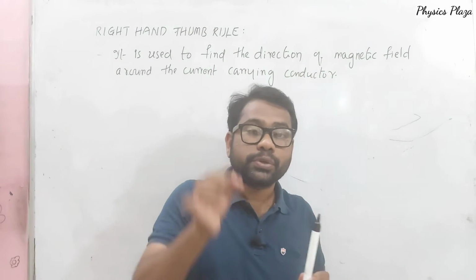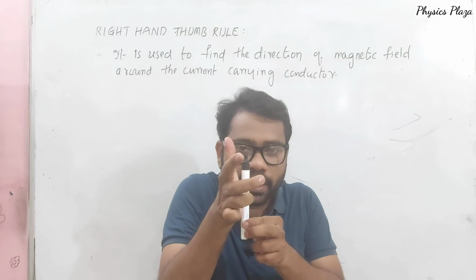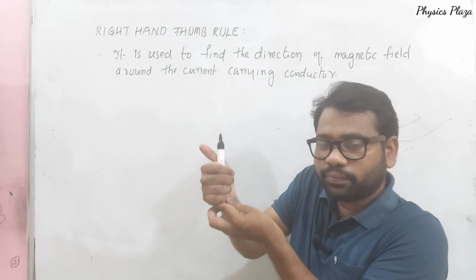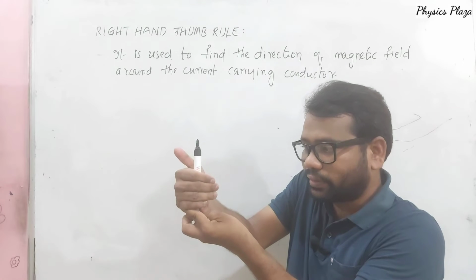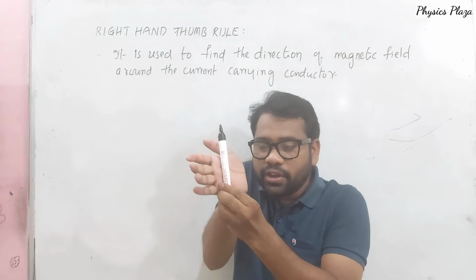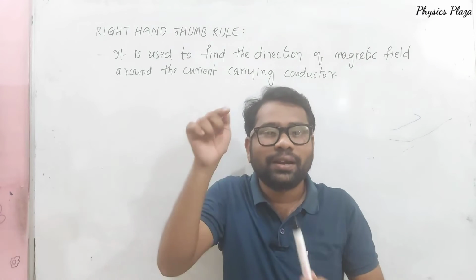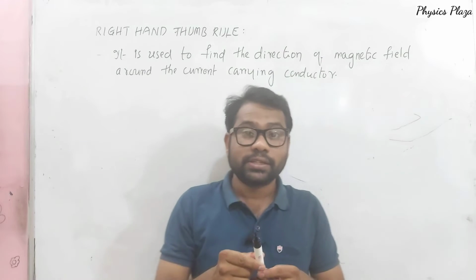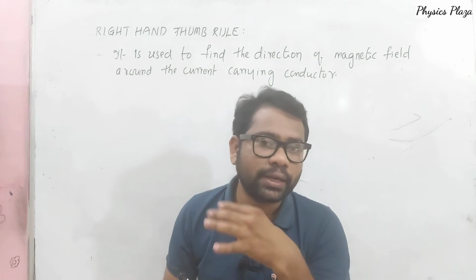If my right hand thumb shows the direction of current, then to hold this, I have to curl these fingers like this. I have to enclose them. The direction in which these 4 fingers are closed will be the direction of magnetic field. Children, come on, let us take a pen and try to hold it with your right hand. Then only you can understand.